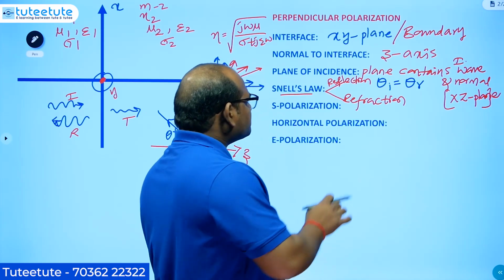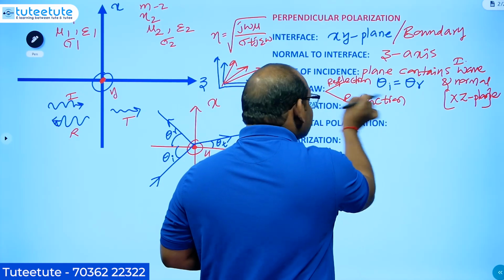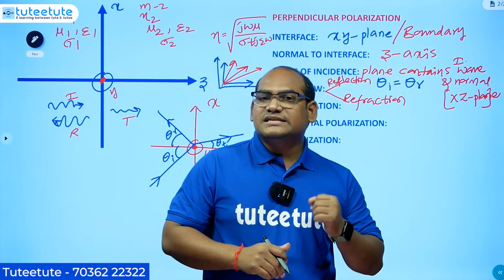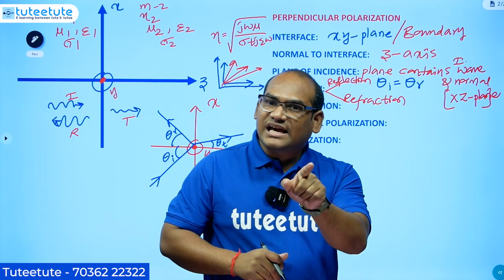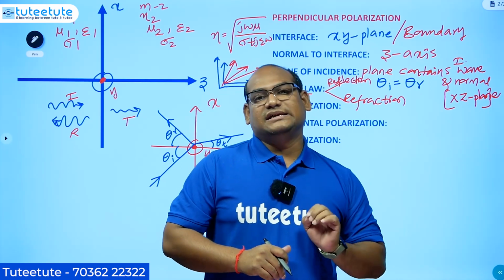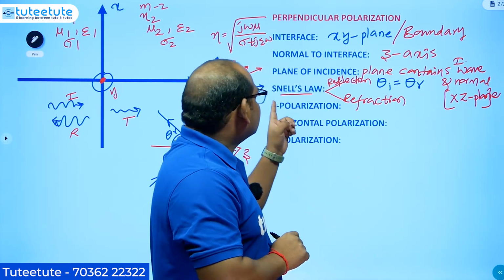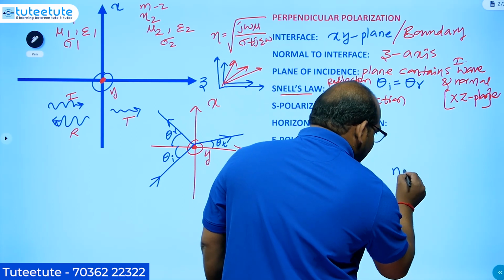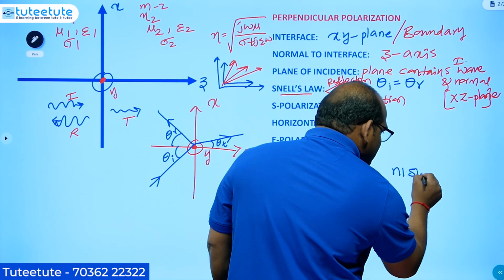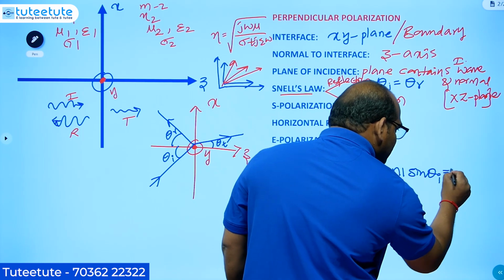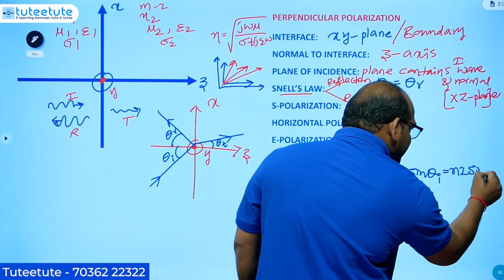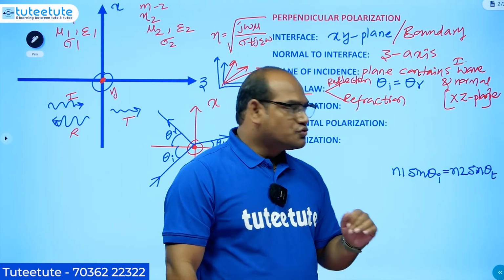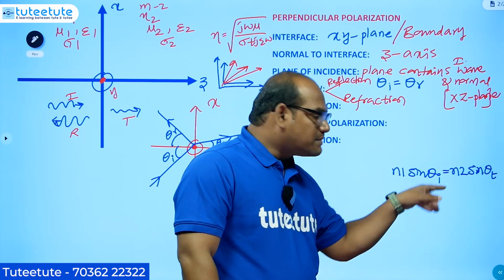Now Snell's law of refraction gives the relation between the angle of incidence and the angle of transmission, that means theta I and theta T. The relation between these two is given by Snell's law of refraction, which I am writing here: N1 sin theta I is equal to N2 sin theta T. You see, theta I and theta T are related by using this particular equation.